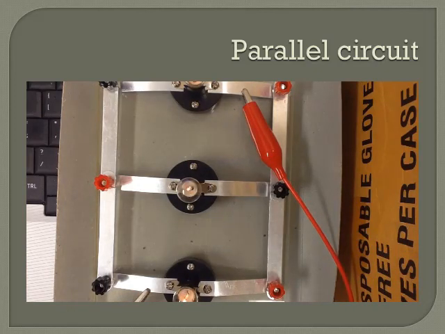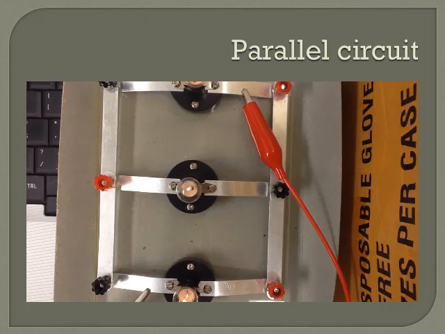All three bulbs light up. I know the one is kind of out of frame there, but you can see it's glowing. They're all lit up. In fact, notice how very brightly they're glowing. Aren't they glowing just as bright as when I just had one single bulb in a simple circuit? Isn't that interesting? Why is that?